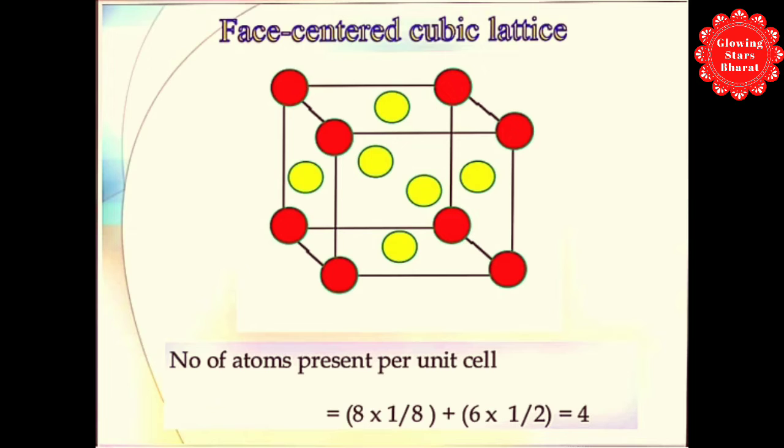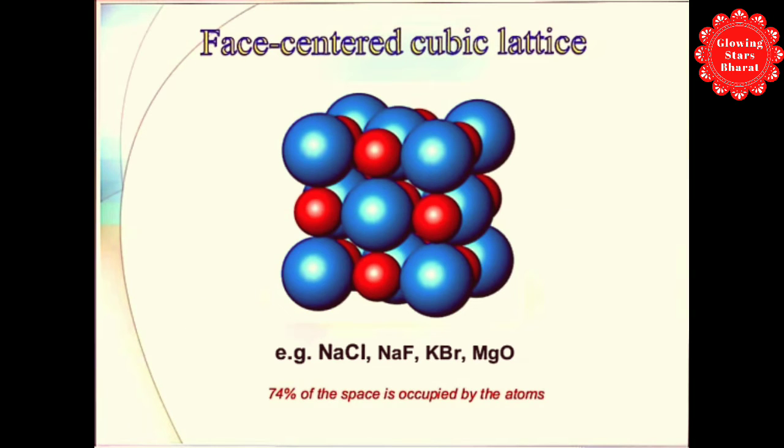Atomic radius of a cubic lattice. Simple cubic cell: r equal to a by 2. Face centered cubic cell: r equal to a by root 8. Body centered cubic cell: r equal to root 3 a by 4, where a is the length of the cube.